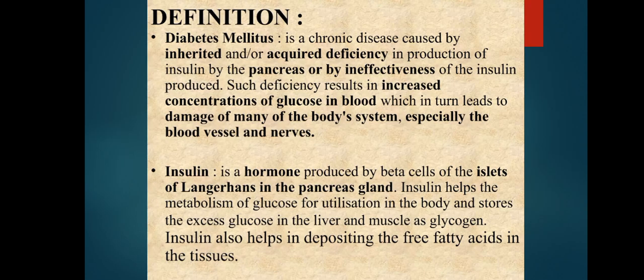And what is the main function of insulin? The main function of insulin is to convert glucose into glycogen, and this process is called glycogenesis. Insulin also helps in depositing free fatty acids in the tissue. This is the second main function of insulin.